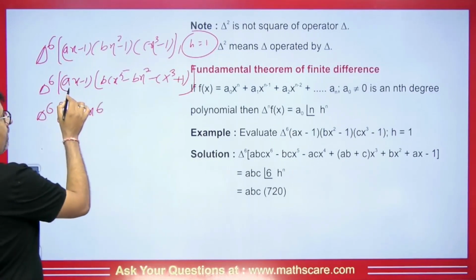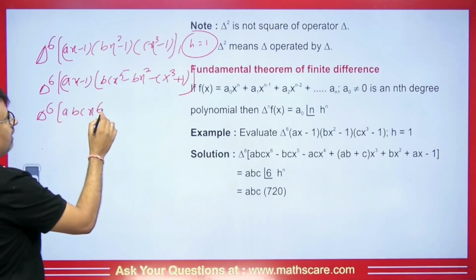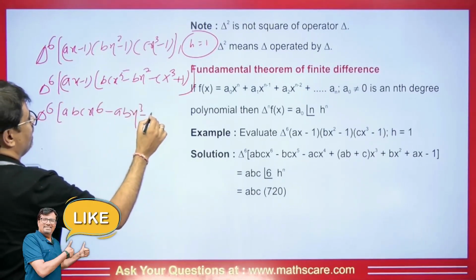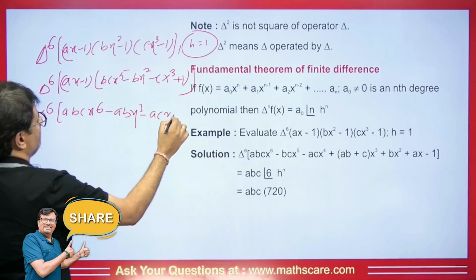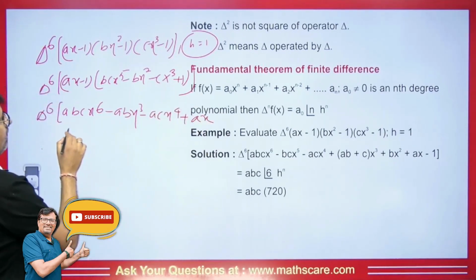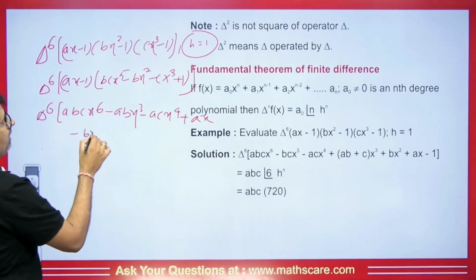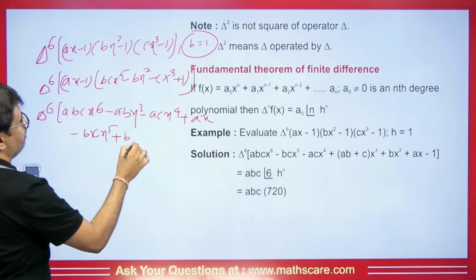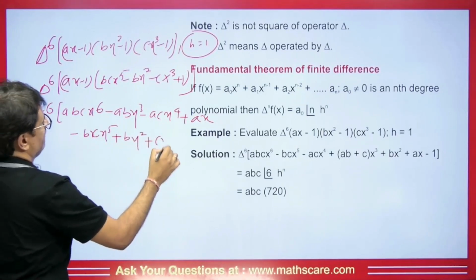When this x is multiplied by this, let me just do it once here, okay? So here minus abx³, right? And minus here we have acx⁴ plus ax is coming here right now. And listen, minus bcx⁵, minus minus will be plus bx² and plus cx³ minus 1. This is the value we will have here, students.